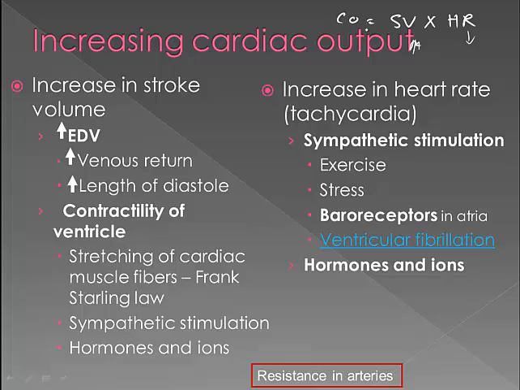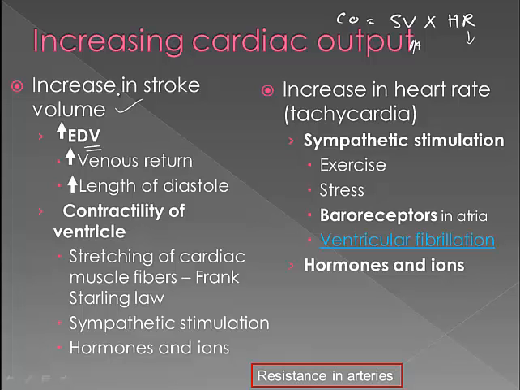Now let's see what are the ways that we can increase stroke volume. The first is that if we have an increased end diastolic volume, so if the ventricles were filled with blood, they'd be able to push out more. So you increase your end diastolic volume, you automatically will be able to increase stroke volume.